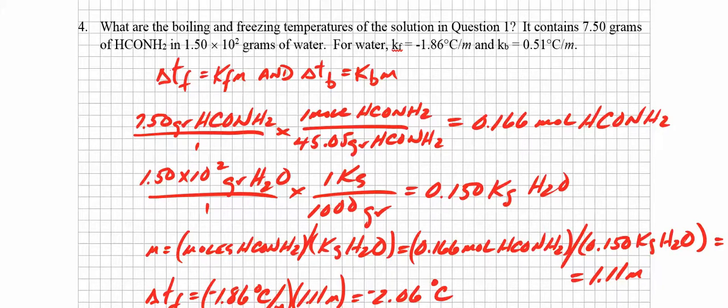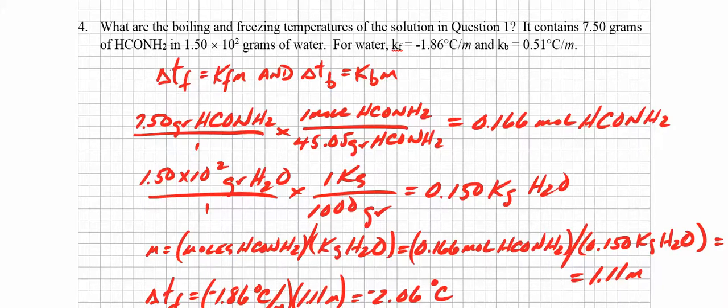Now, they've given me the K sub F and the K sub B, the freezing constant and the boiling constant. So I'm going to use those to help me analyze this problem. So let me start with my first two major equations, and they are as follows.